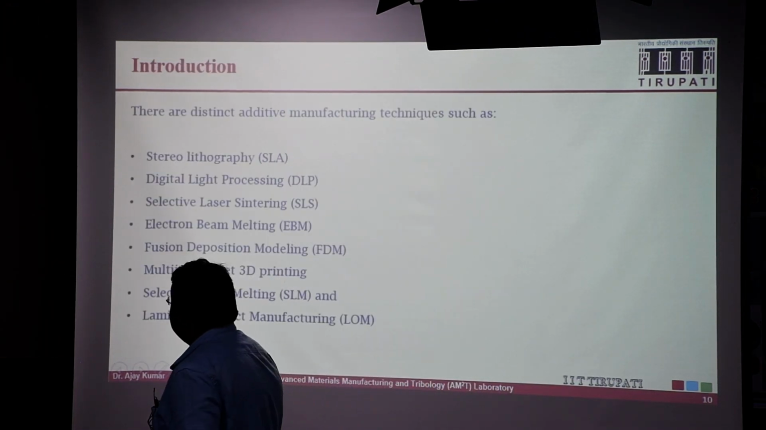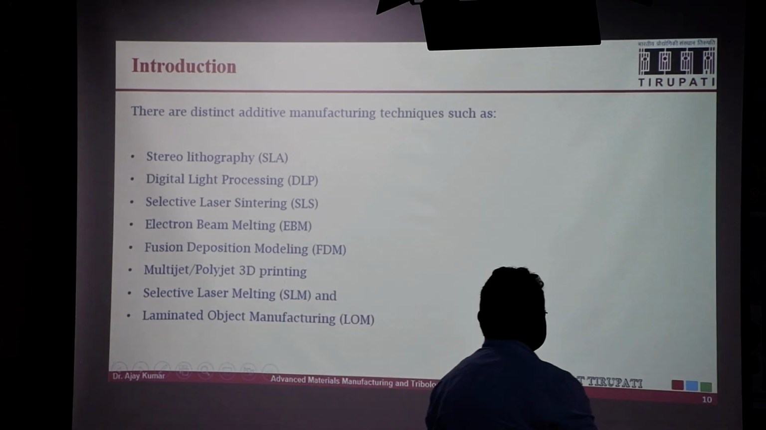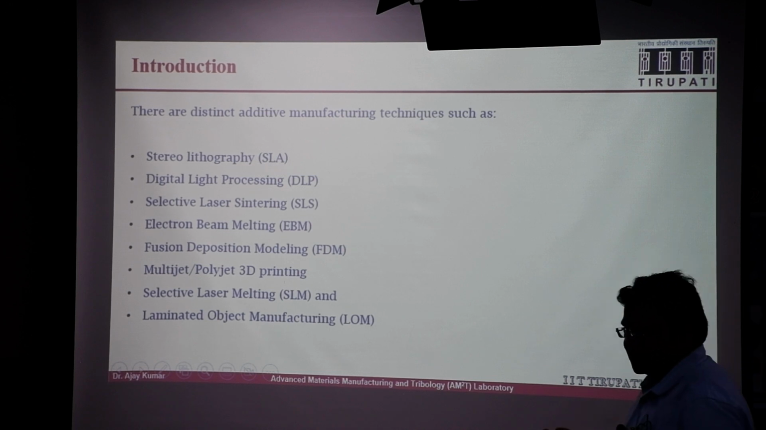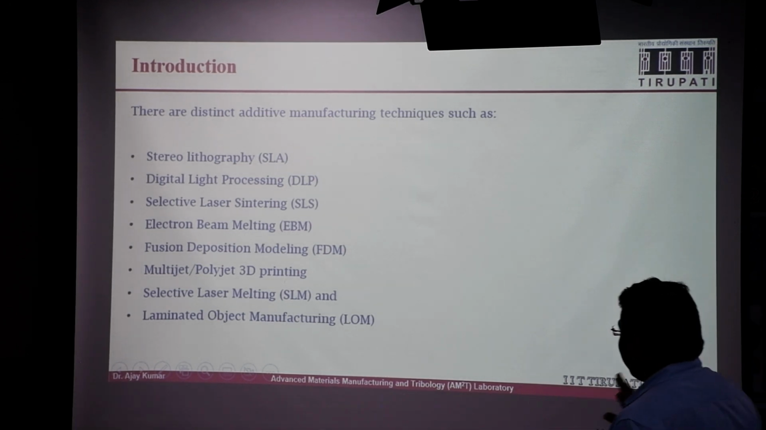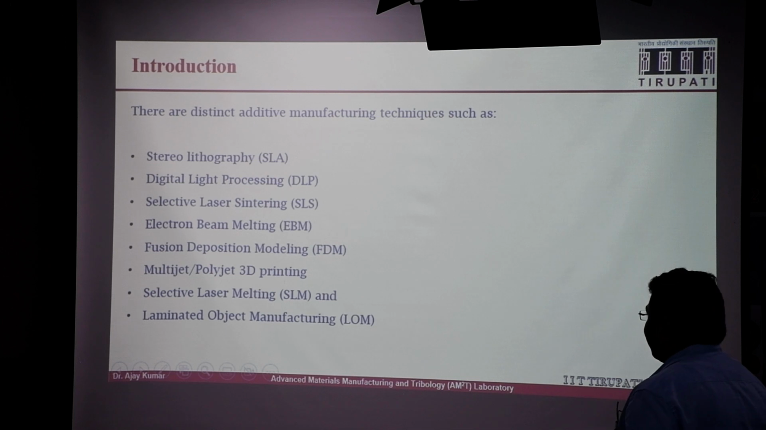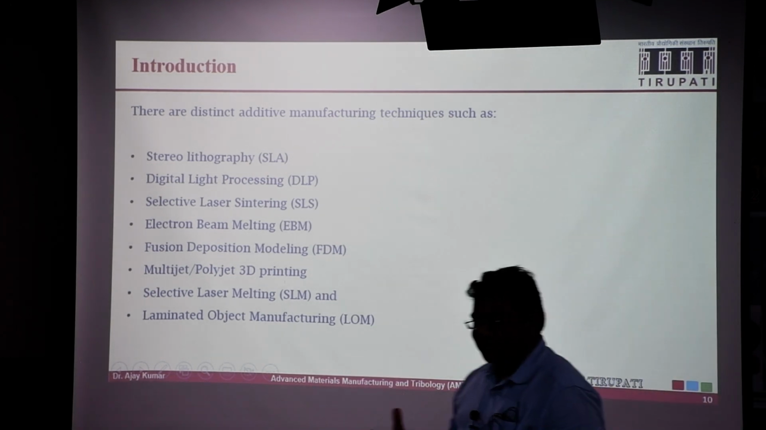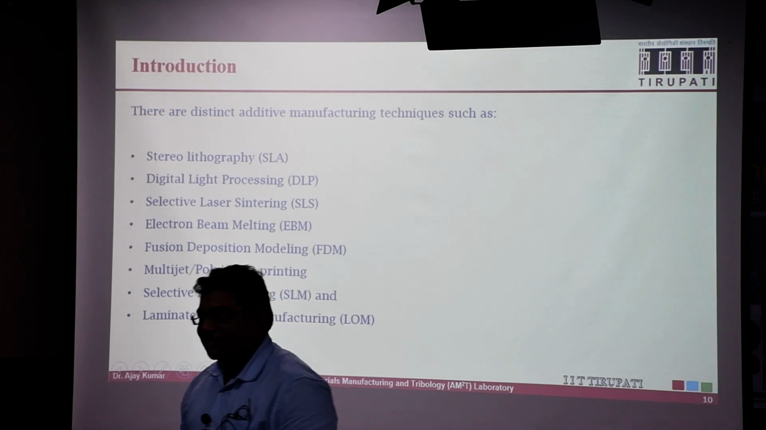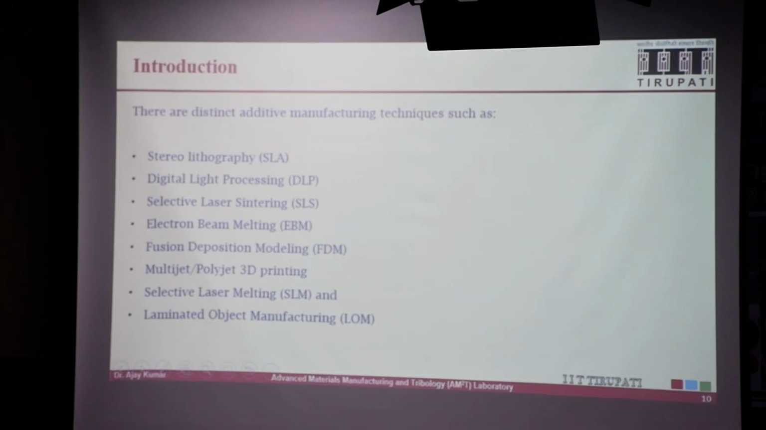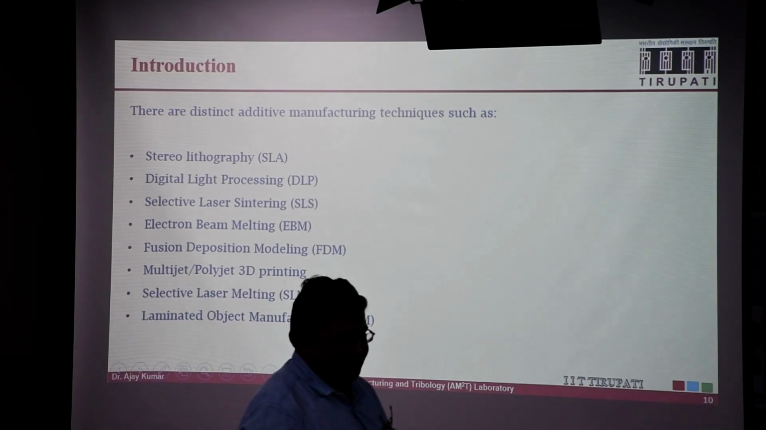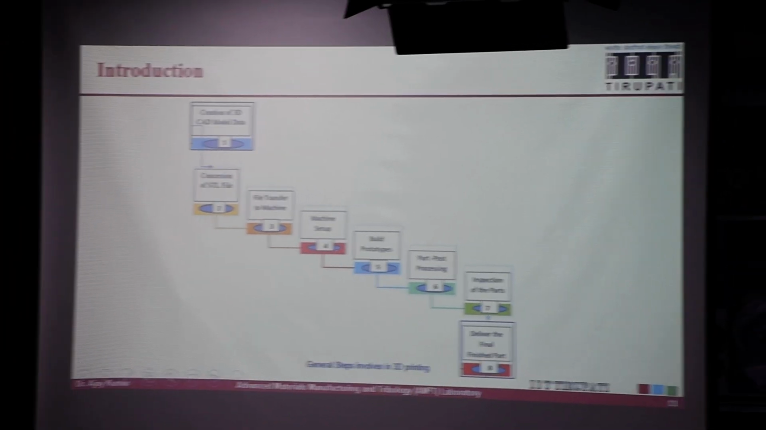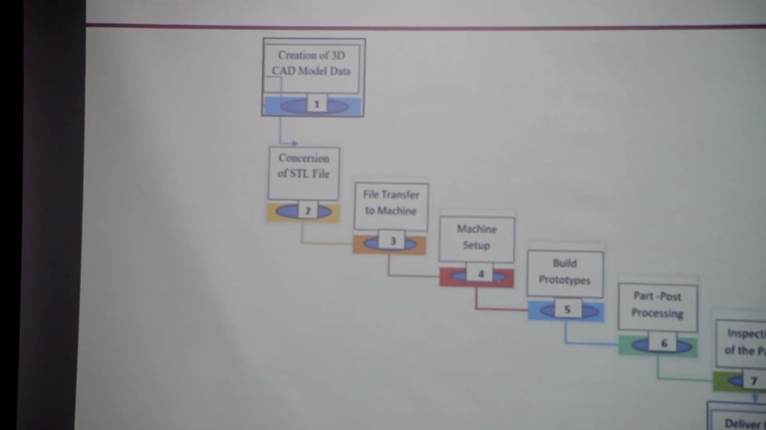Next, I have just listed these things. I think the previous speaker has already covered these different techniques, which are now available for all of us: stereolithography, DLP, SLS, EBM, FDM, SLM, and LM. Basically, you have one heat source, then you have the material, and you deposit that material layer by layer, and then you check the properties. Next, this is the simple schematic of the steps involved in 3D printing.